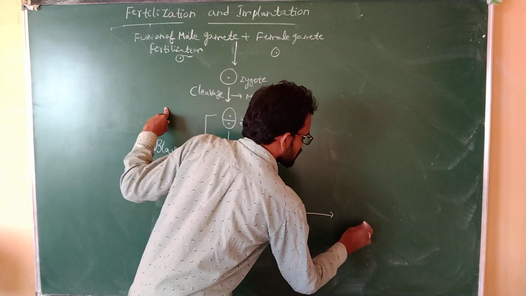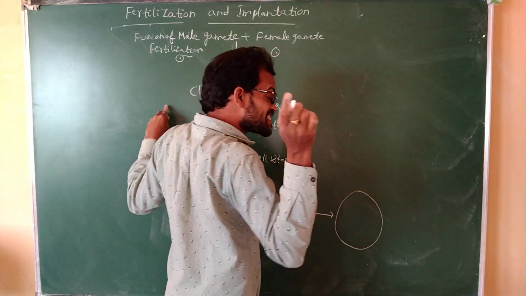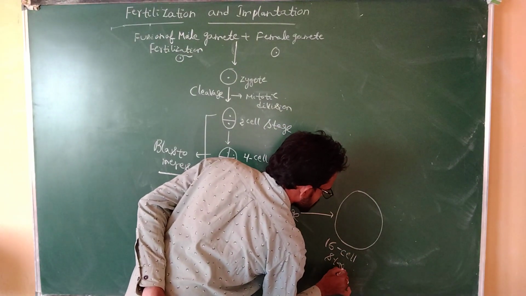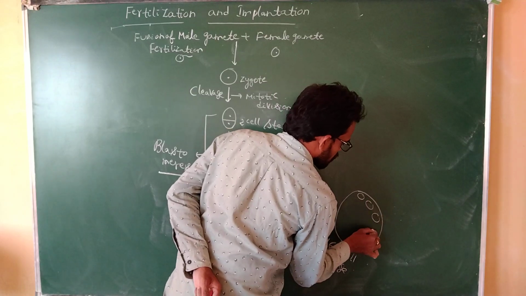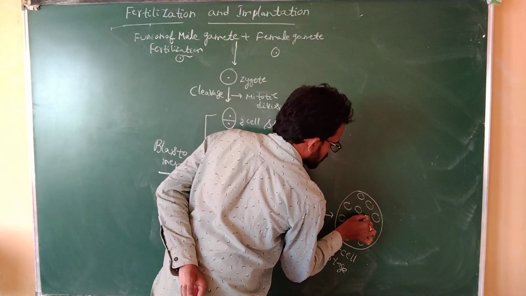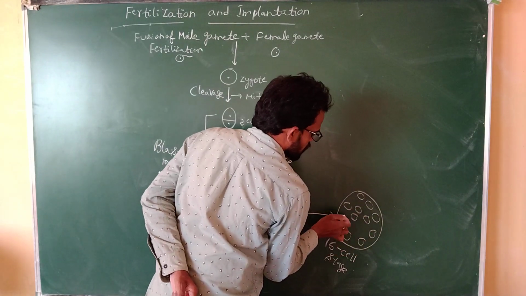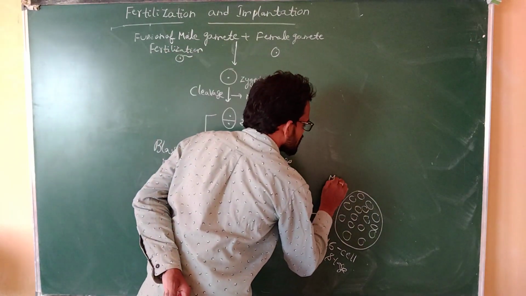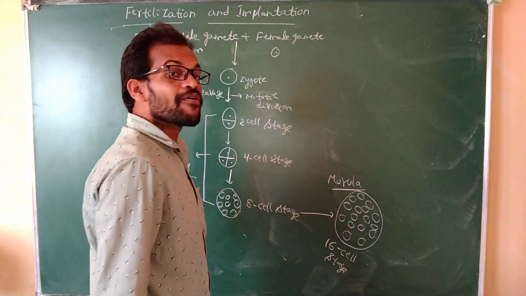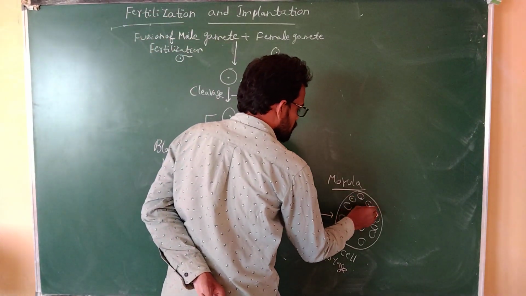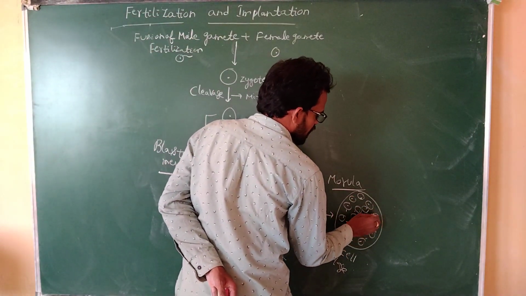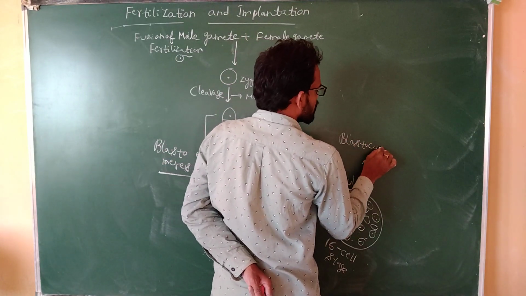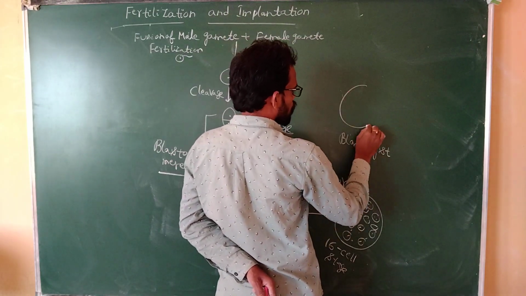The 8 cell stage again divides into the 16 cell stage and more. The 16 cell stage is known as a morula. This morula is modified into the blastocyst.